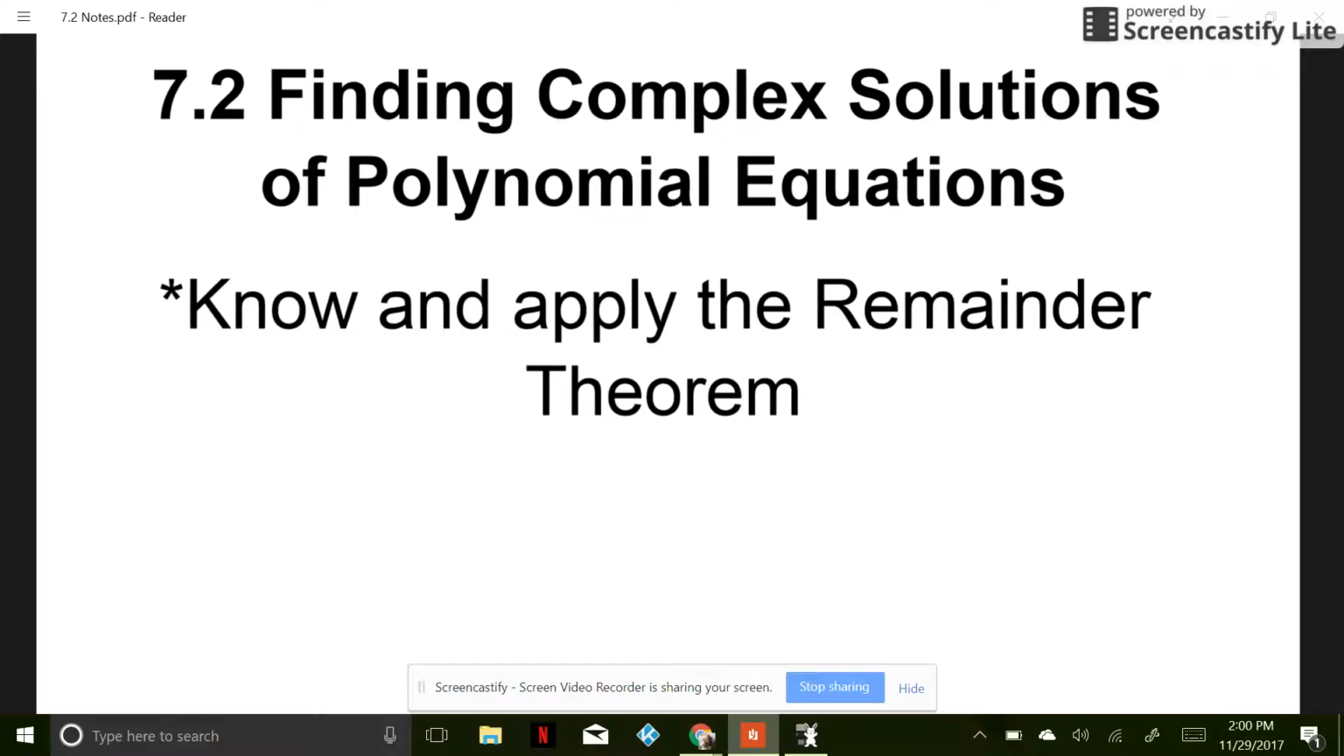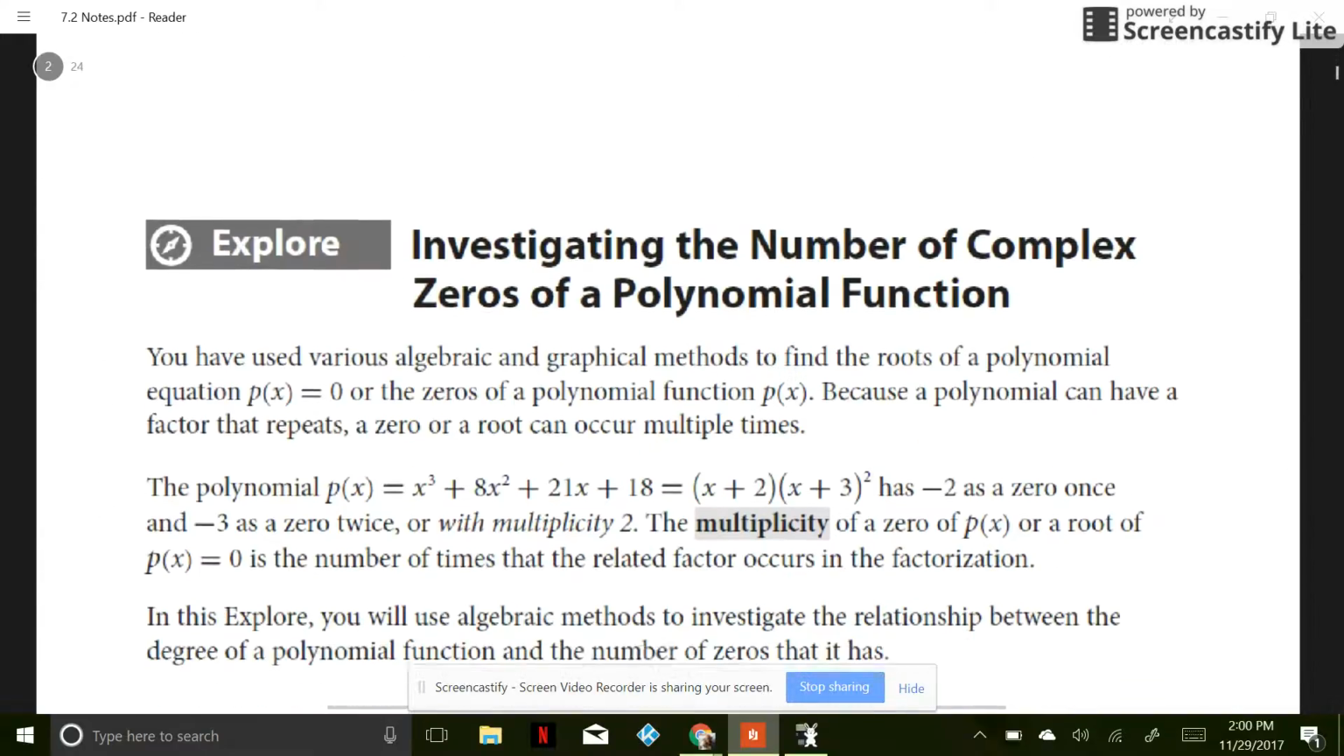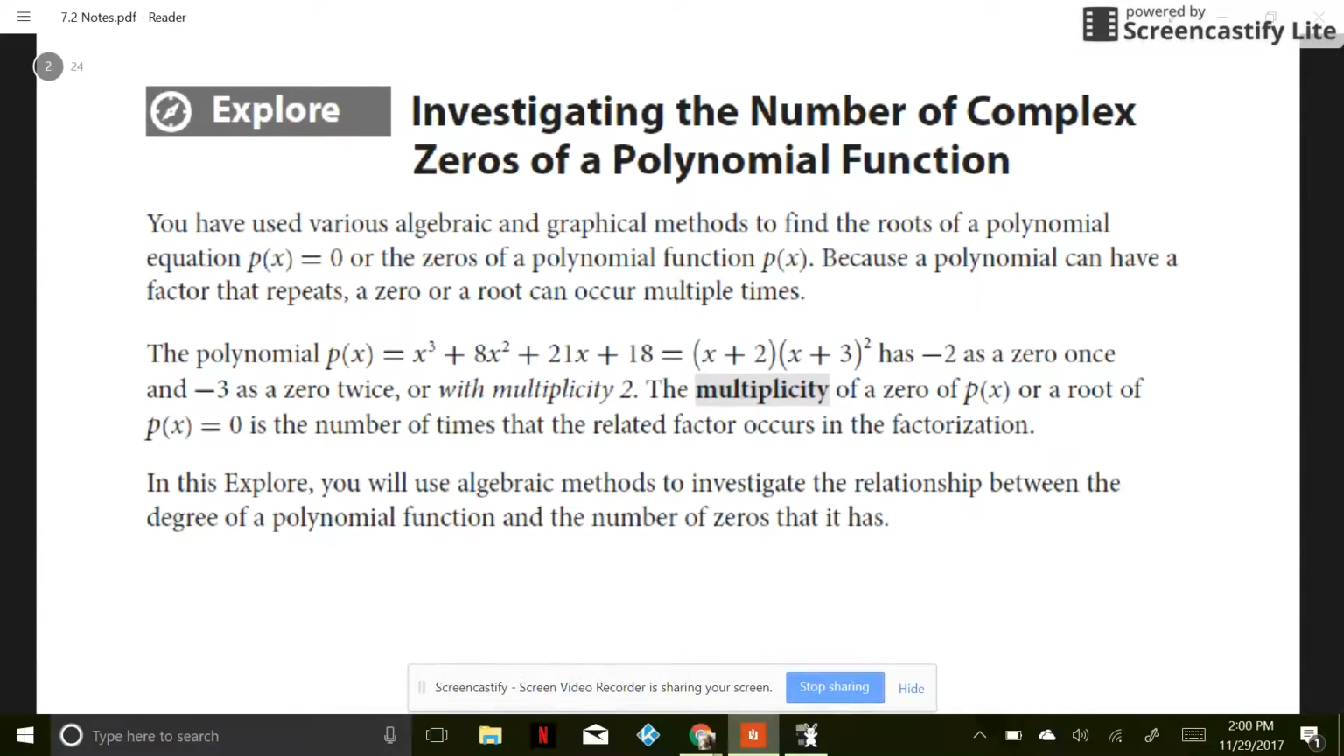Okay, we're looking at section 7.2, finding complex solutions of polynomial equations. To start off with, we're going to look at the number of solutions, or just the number of zeros for a polynomial function. We've used different methods to find the roots.